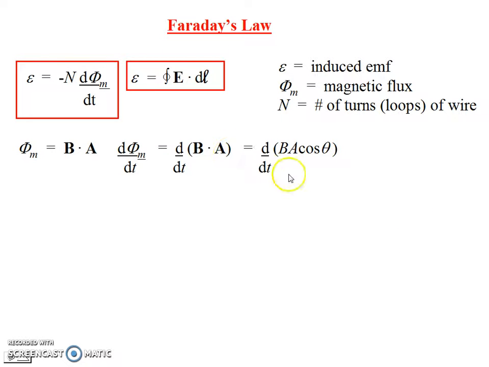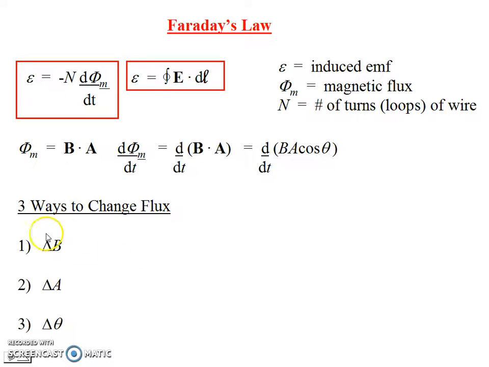So anytime anything in this equation changes, Faraday is saying that we're going to induce an EMF, this strong connection between changing something about magnetism and something about electricity. Well, this brings up the idea that there really are three different ways to change flux, because there's three different terms in the equation. Any one of those things changing with respect to time will induce an EMF. And so here are the three ways to change flux. The magnetic field can change, the area can change, or the angle can change.